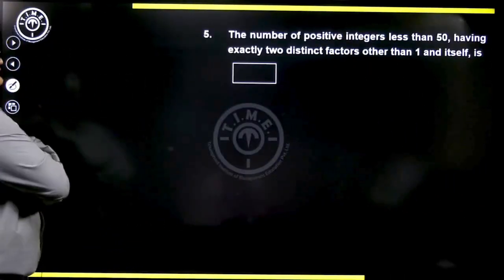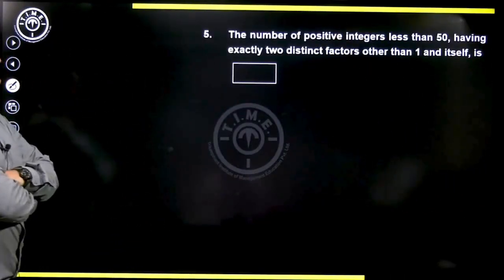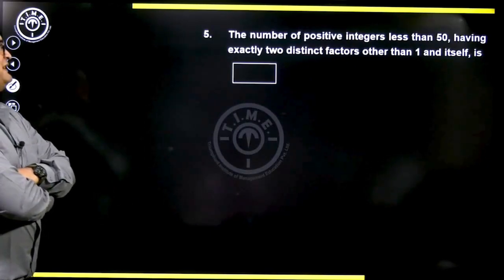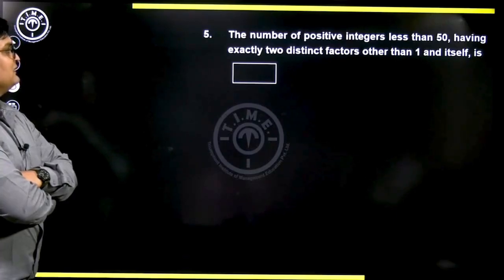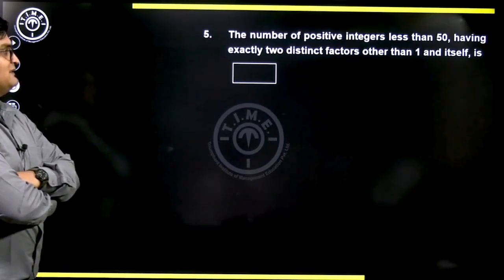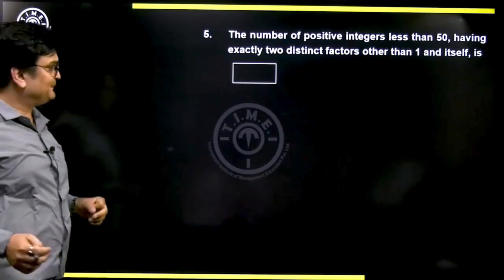Next, question number 5, let's look at it. The number of positive integers less than 50 having exactly 2 distinct factors other than 1 and itself is.